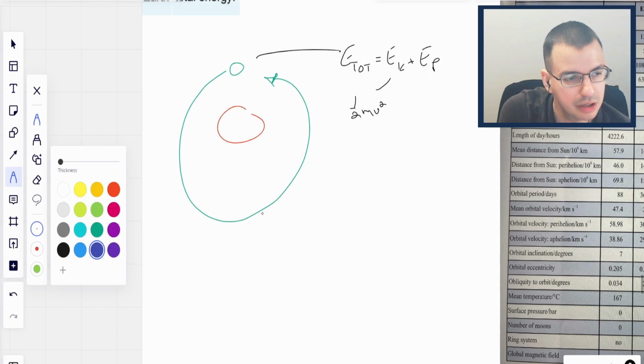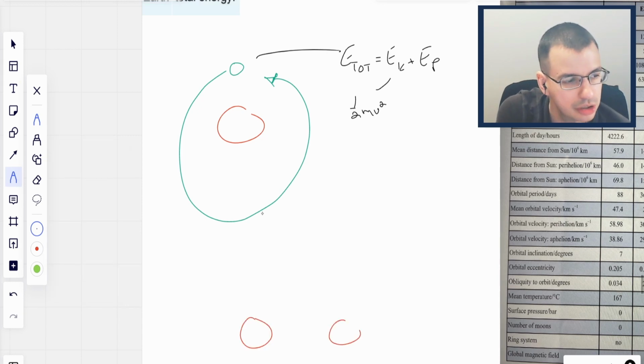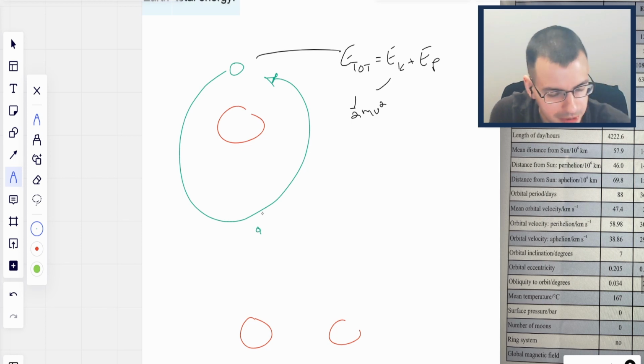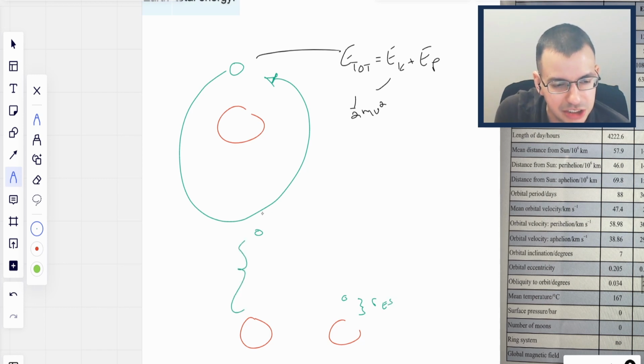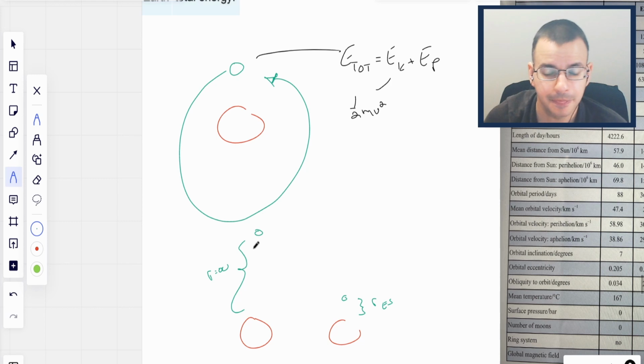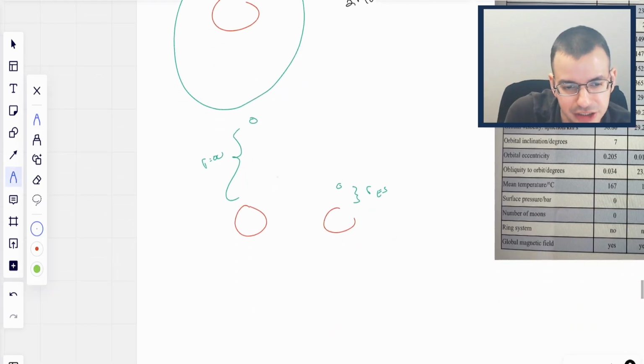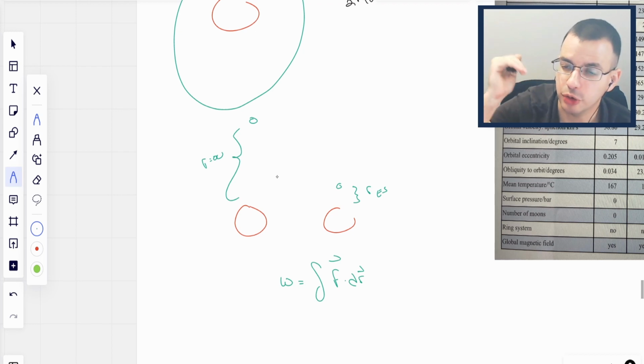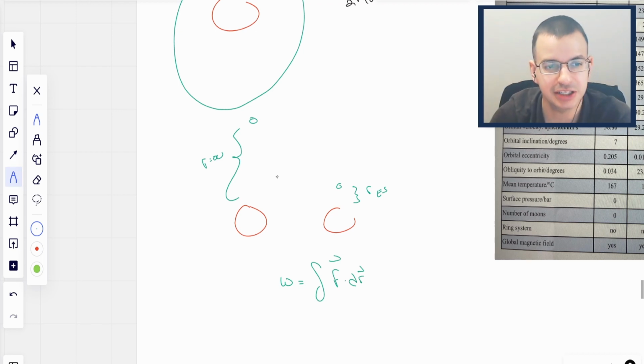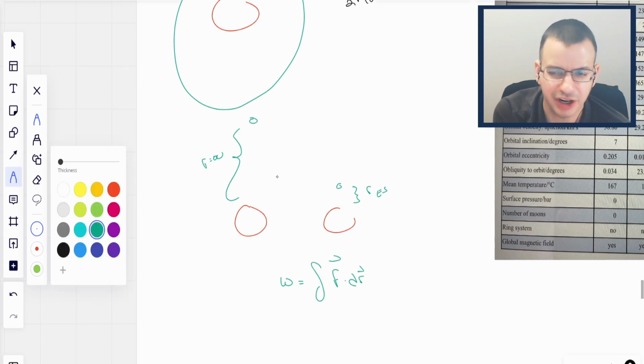So we're going to have two scenarios. We're going to have the Earth up here at infinity, and then we're going to have the Earth down here at radius R_ES, for Earth, Sun, and this radius is going to be R equals infinity. And we're going to define potential energy as the work required to bring an object from infinity, in this case Earth, so it's going to be F dot dr. So work is defined as F dot dr.